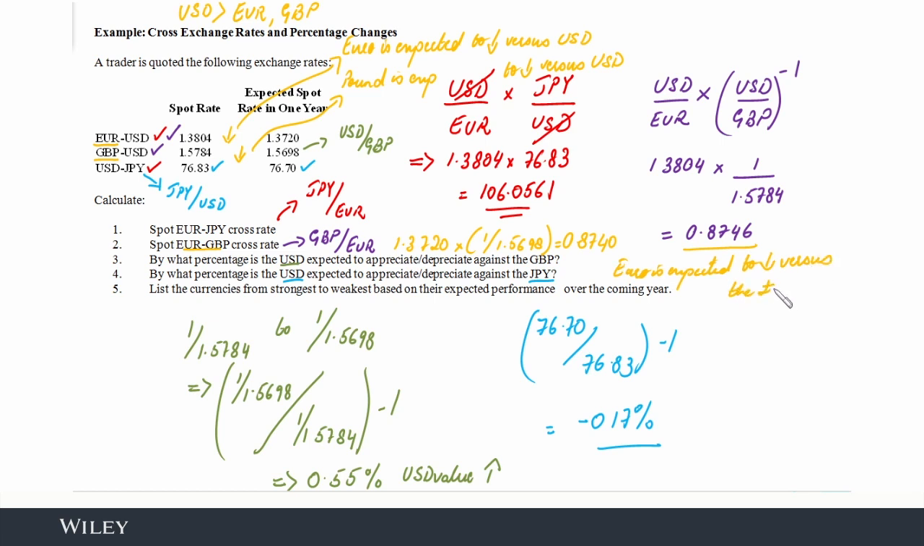So the only remaining currency that we have to figure out is the Japanese yen. The USD-Japanese yen exchange rate expresses the price of US dollars in terms of yen. The price of US dollars in terms of yen is expected to fall from 76.83 to 76.7 yen. A fall in this exchange rate quote implies a decrease or a depreciation in the value of the base currency. The base currency is the dollar, so from here you can conclude that the dollar is expected to depreciate versus the yen.